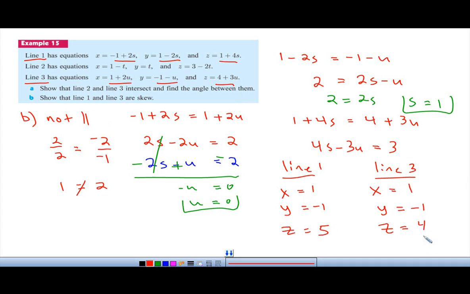Okay, so we've shown that the lines are not parallel. And now that we show the coordinates here, they are not the same. So since the coordinates are not the same, we know that the lines do not intersect. So if they're not parallel and they also don't intersect, that means that they must be skew.